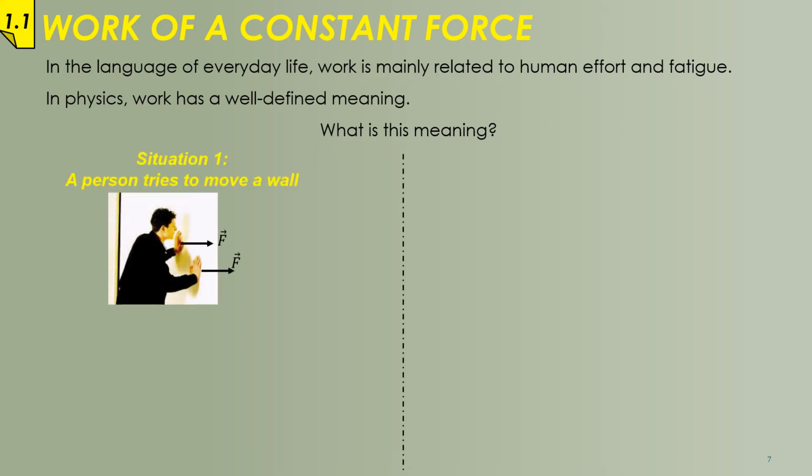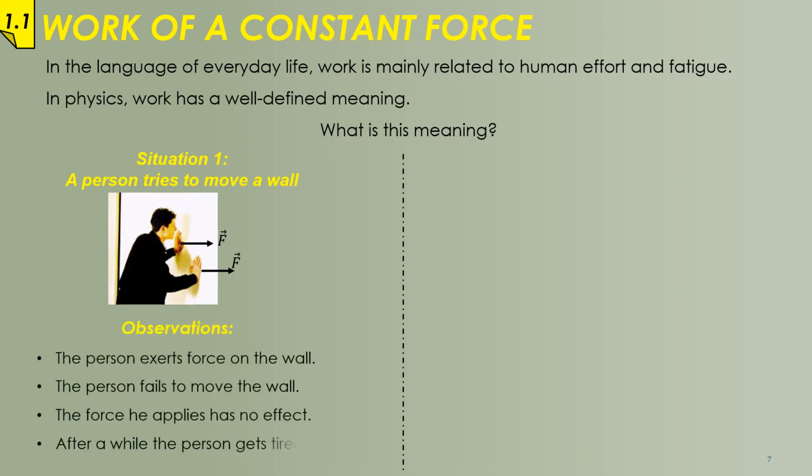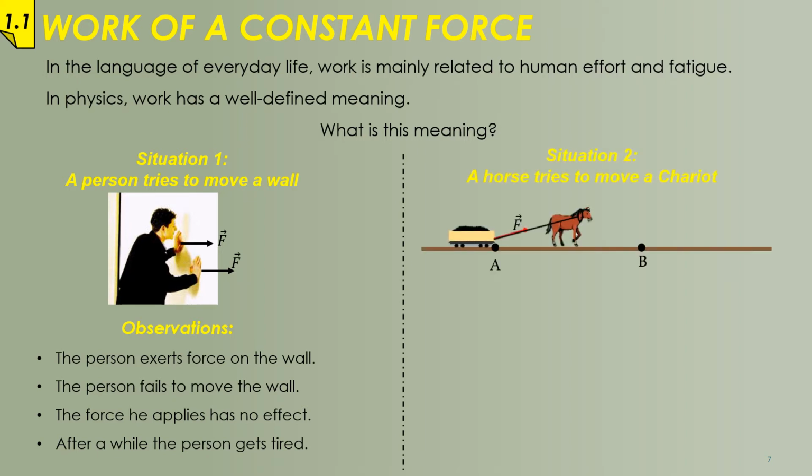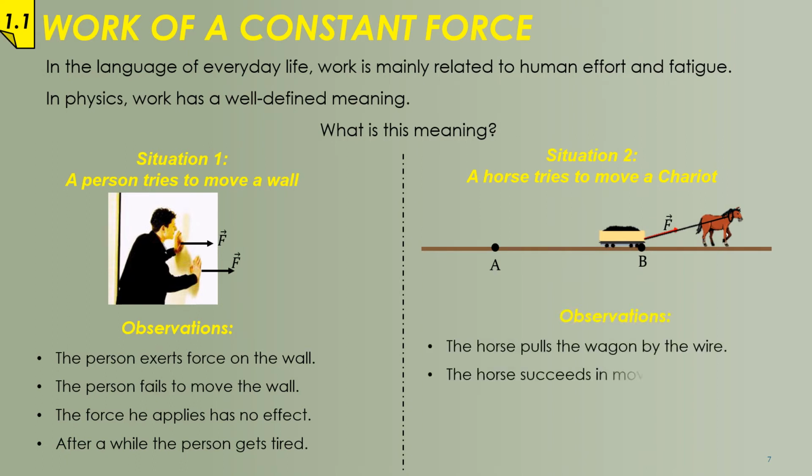In the first situation, a person is trying to push a wall. Definitely he won't be able to do that. So no matter how much force the person applies, he fails to move the wall. The force he is applying has no effect, therefore the person gets tired and no work is done. While in the second situation, you can observe a horse pulling and towing a certain carriage. The force that the horse is applying was able to move the carriage. So here, yes, the force has some effect and we can talk about work.